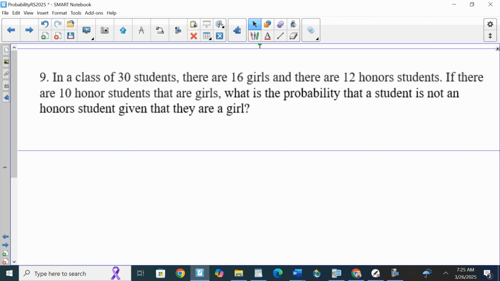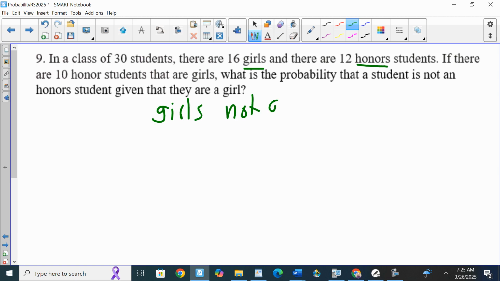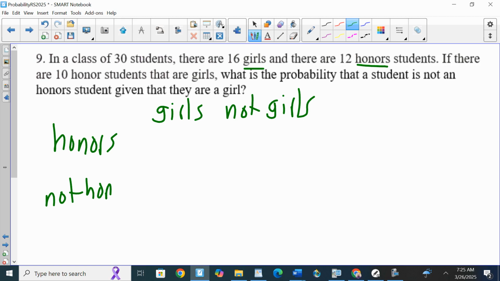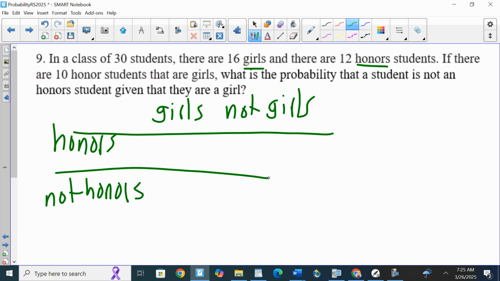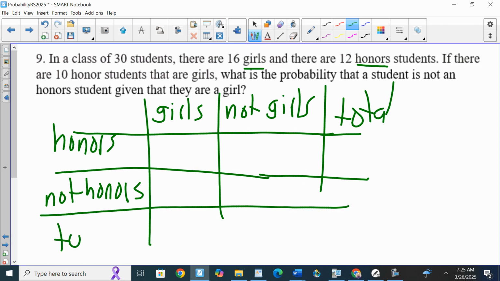If they ask you a question based on that, but there is no two-way table, you create a two-way table by doing yes and no on each axis. So I'm talking about girls and honors. So I'm going to have girls, not girls. I'm going to have honors, not honors. Don't forget your total and total. And now I start filling the numbers in.